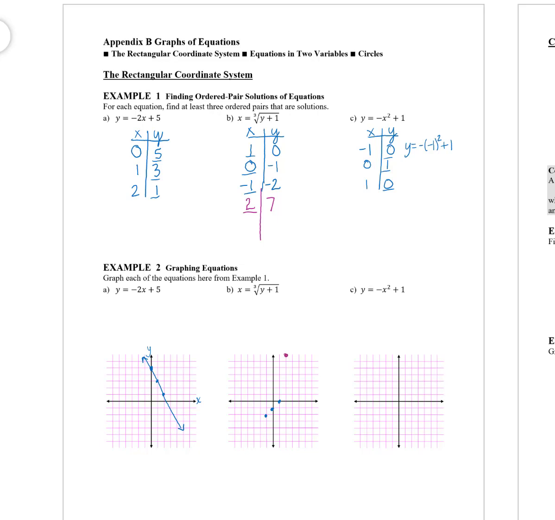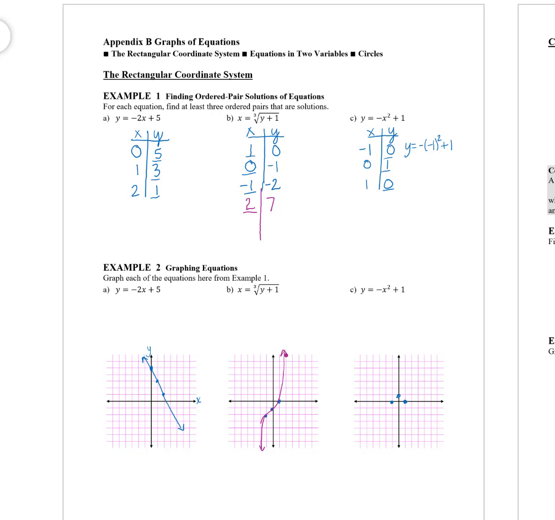And you can see that this graph gets pretty steep, and you could plot more points, but if you graph this, it is a nice curve and it goes down like this. It's very steep. And then the third one, let's plot the points. We have negative 1, 0, 0, 1, and 1, 0.